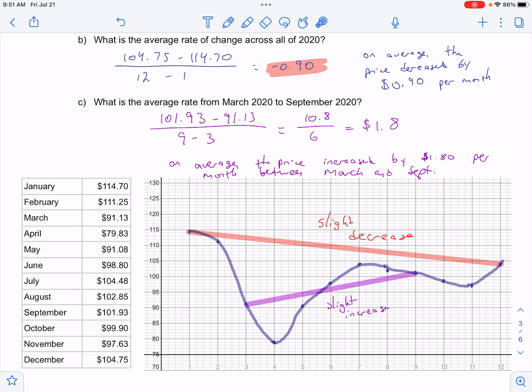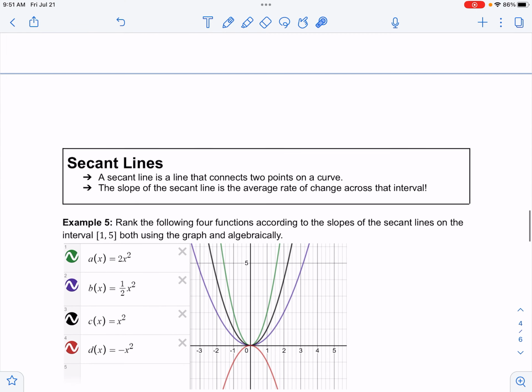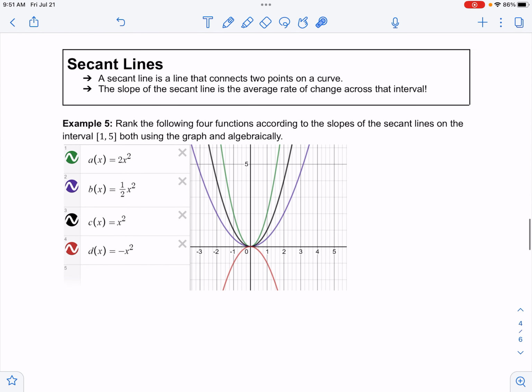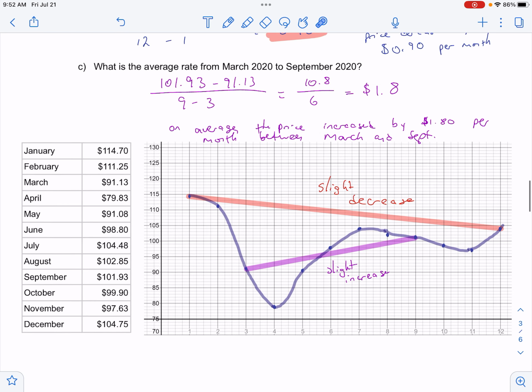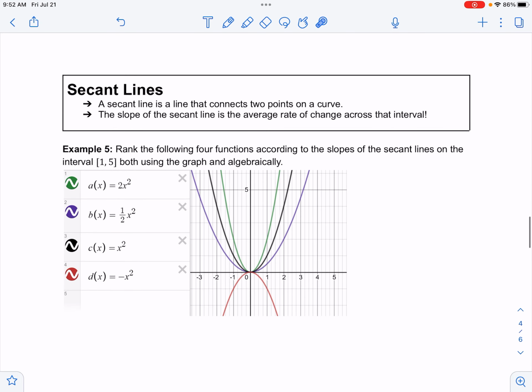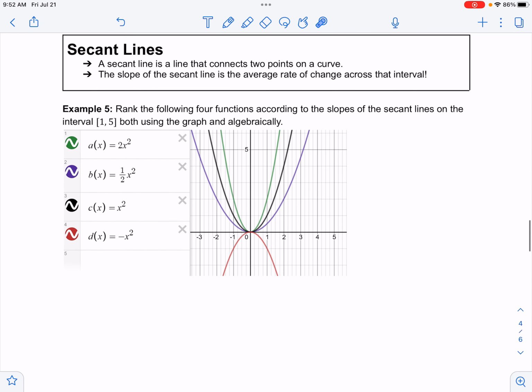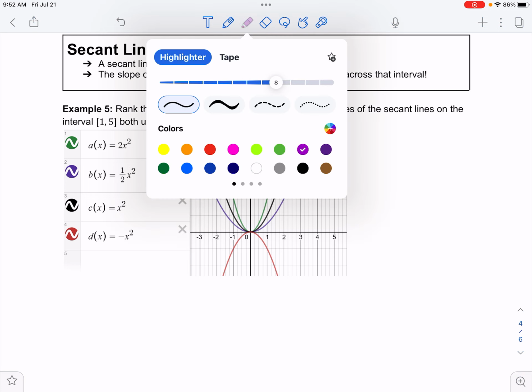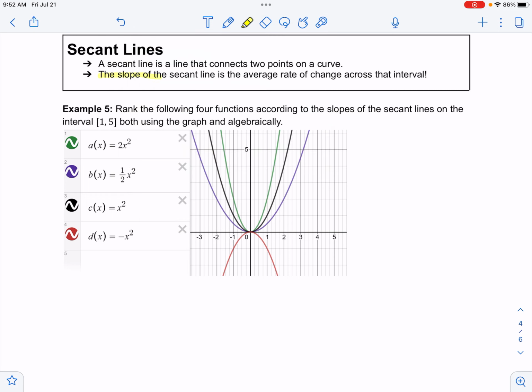Okay, what these lines are called are secant lines. A secant line is a line that connects 2 points on a curve. So just like what we did here where we connected 2 points on this curve. And it is the slope of the secant line that is the average rate of change across that interval. Okay, that is sort of the idea here, that we're dealing with secant lines and their slope tells us the average rate of change.